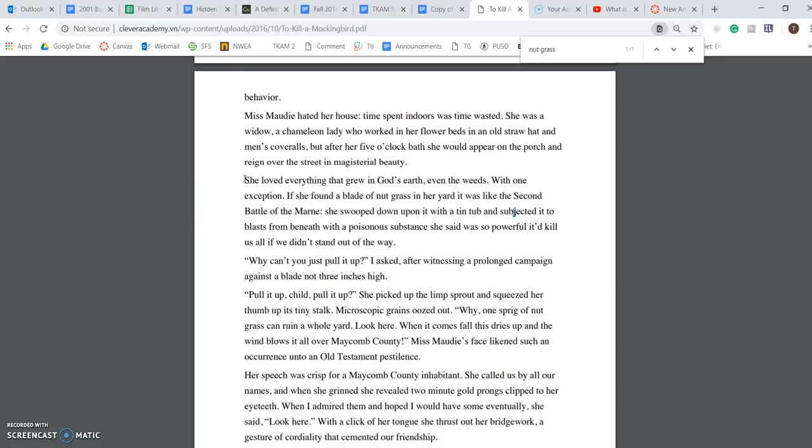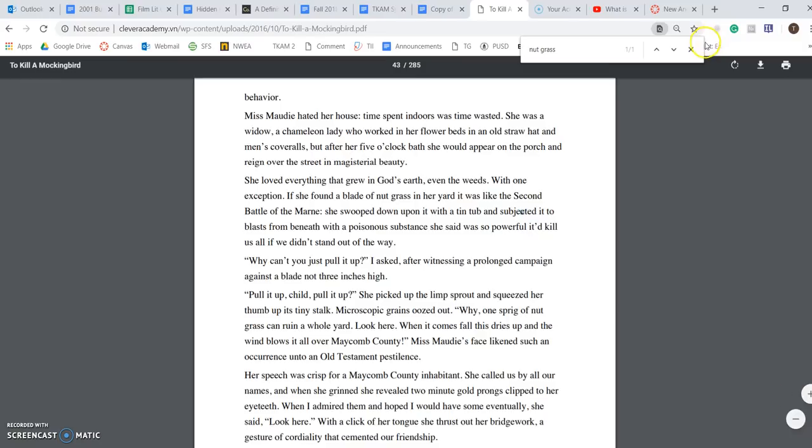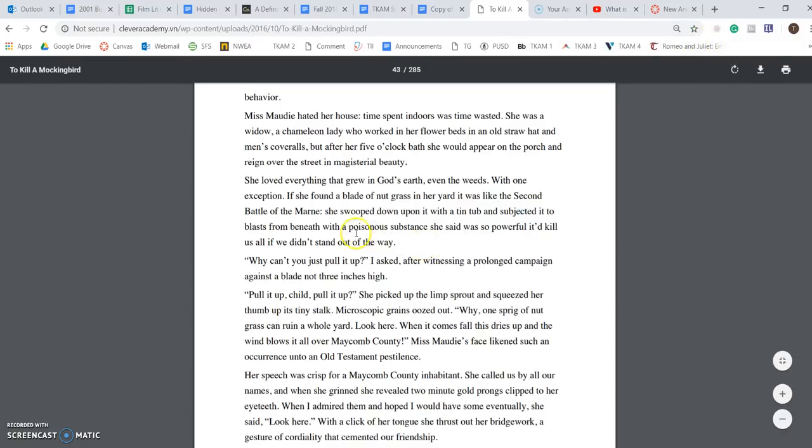She loved everything that grew in God's earth, even the weeds, with one exception. If she found a blade of nutgrass in her yard, it was like the second battle of the Marne. She swooped down upon it with a tin tub and subjected it to blasts from beneath with a poisonous substance she said was so powerful it'd kill us all if we didn't stand out of the way.